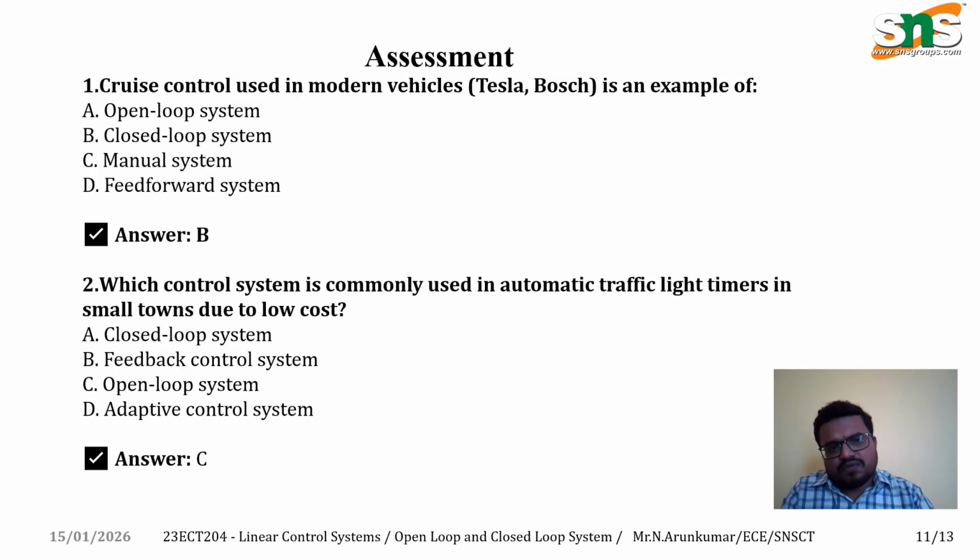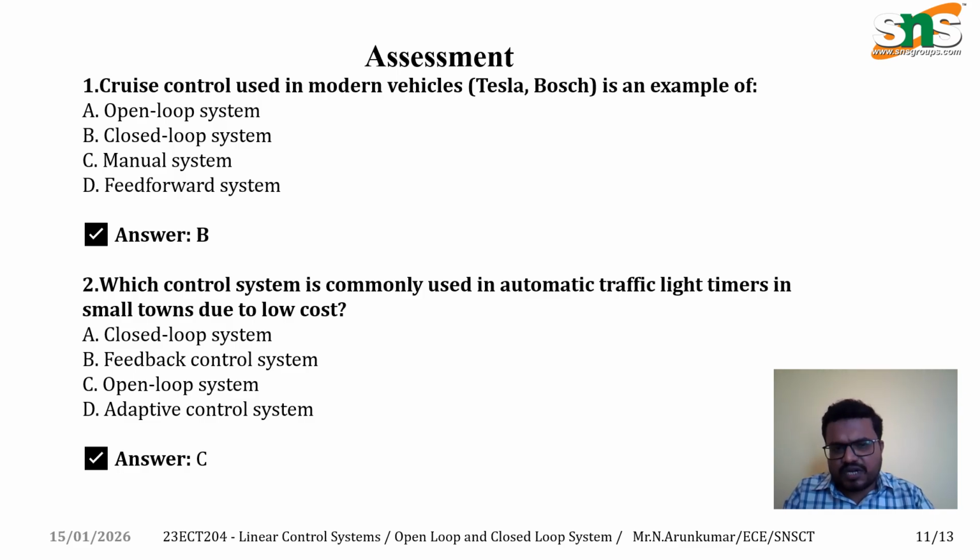Assessment. First one: cruise control used in modern vehicles like Tesla is an example of an open loop system, closed loop system, manual system, or feed forward system. The answer is closed loop system, because the cruise control is based on a feedback mechanism, so we are using a closed loop system here.